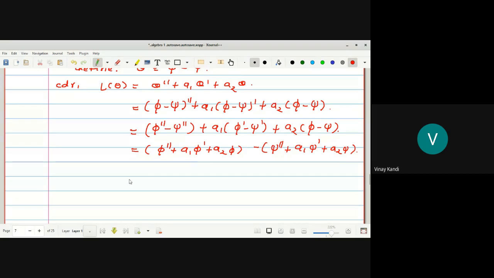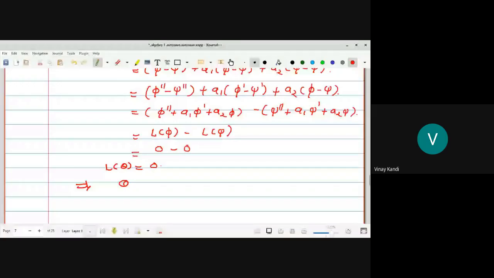But this is nothing but what? L of phi, and this is nothing but L of psi. But phi and psi are the two solutions, which implies that L of phi is 0, and L of psi is also 0. So 0 minus 0, what do we get? 0. Which implies that L of theta is equal to 0.